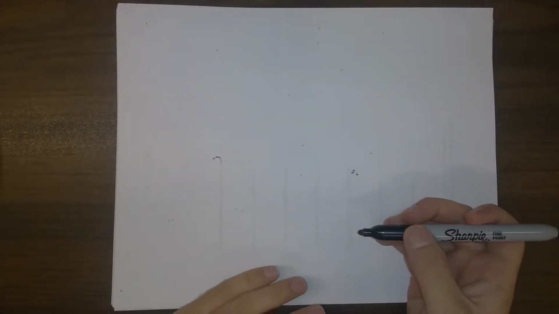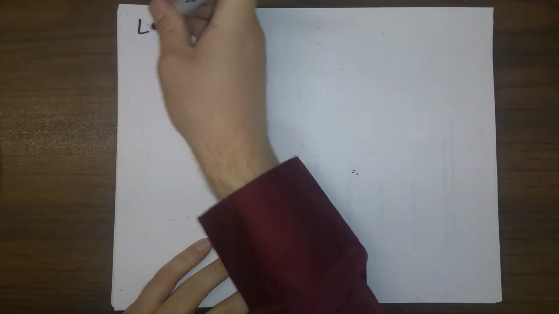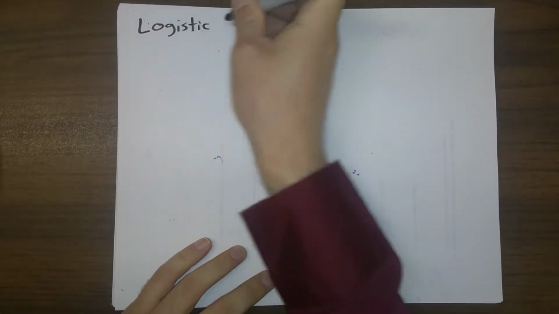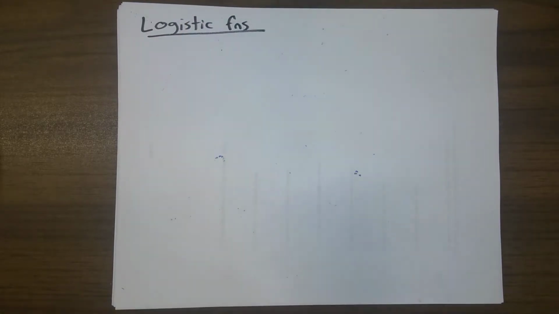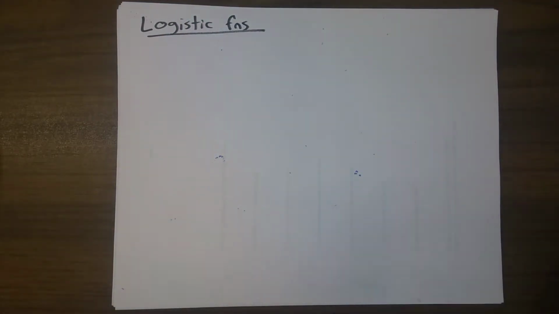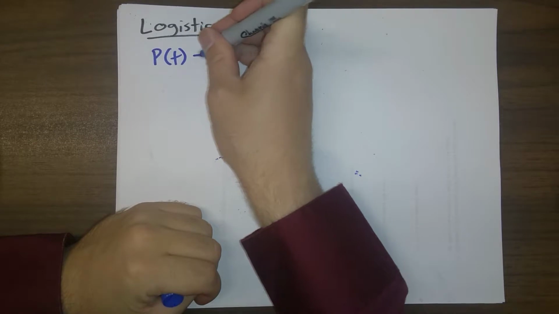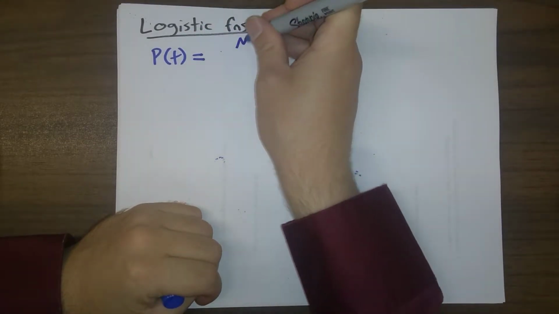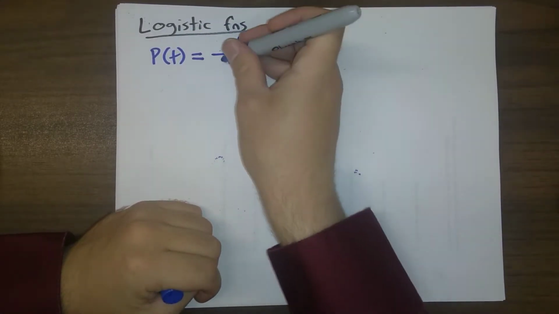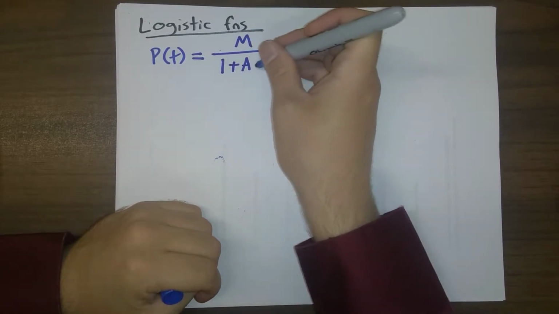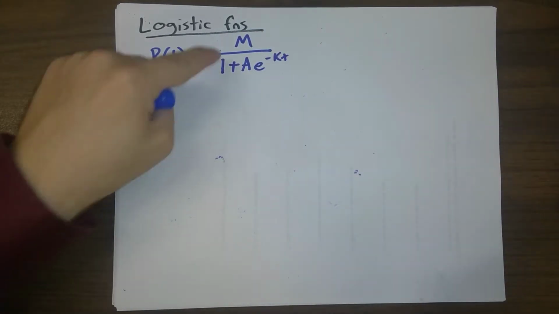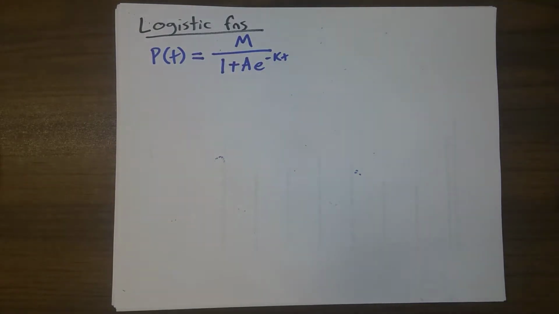This video is about an application of limits to infinity. It's about logistic functions. These have wonderful applications in terms of modeling populations of species and stuff like that. So, a logistic function, with lots of letters in there that we can fill in specific values for, is m over 1 plus a e to the minus kt, where m, a, and k are all going to be positive constants.